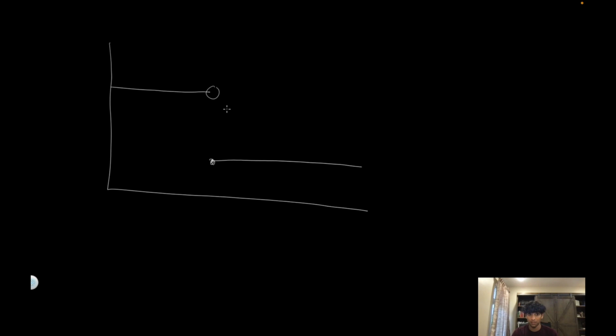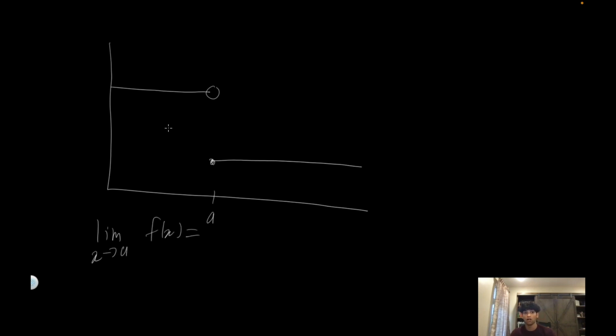Again, if the limit exists, it's a removable discontinuity. If the limit does not exist, it's a non-removable discontinuity. So let's call this A. So the limit as x approaches A of f of x is what?